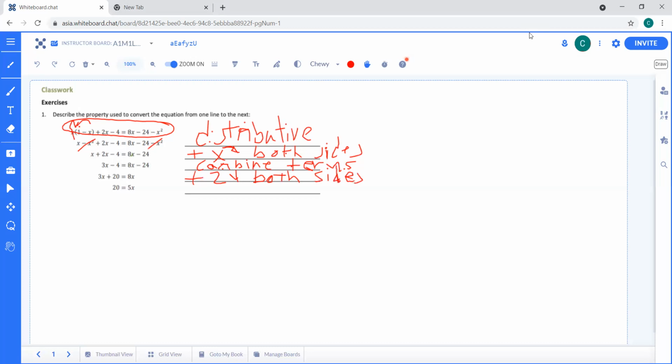And what did we do here? Well, I don't want to call it combining x's. I want to say I subtracted 3x from both sides. That's what's happened on that.